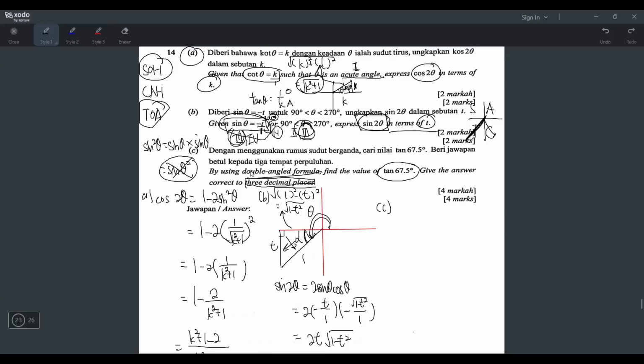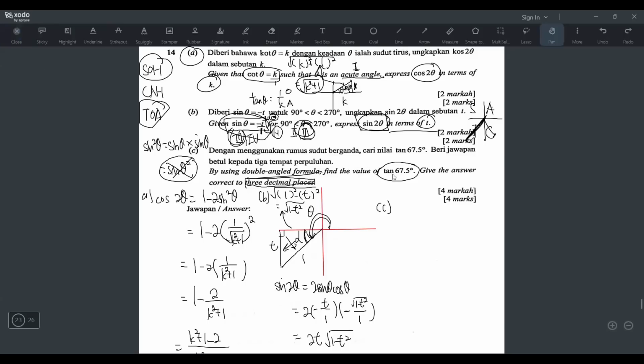It means that you can't solve it by your hand. Maybe it depends on your calculator, right? But you cannot just use your calculator and press this. Cannot. If you do like that, you will get the correct answer, but you will not get full marks for your working, because they already said by using double angle formula. It means that in your working, you have to show them that you use the double angle formula.